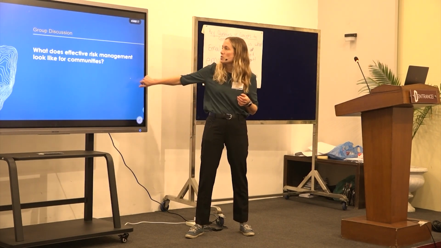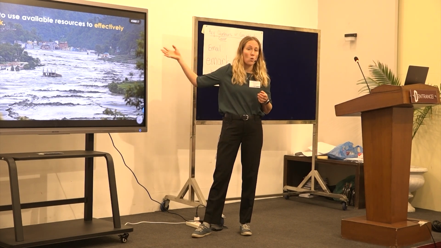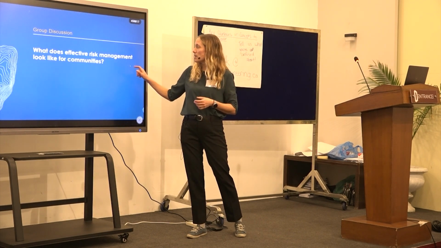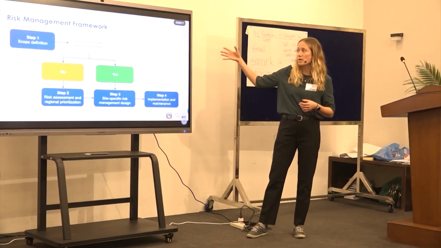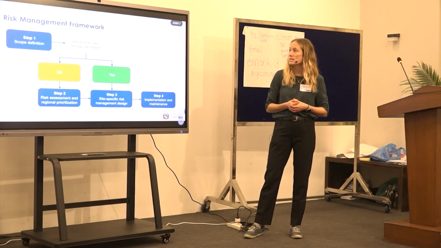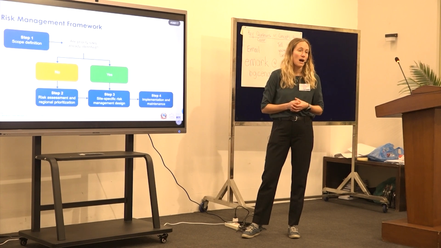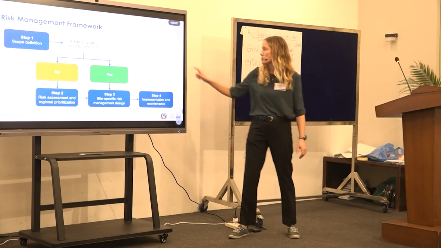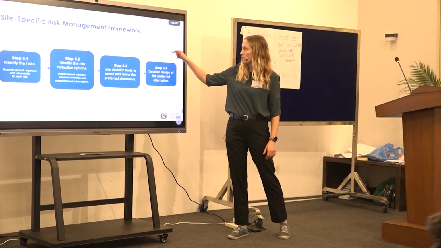So what I'm hoping to talk through today is a little bit about how we approach this goal through the lens of a couple of cases in Canada, and then we can have some more dialogue about what it looks like in Nepal as well. And through the cases I'll be talking about, we'll also be returning to this risk management framework that was introduced yesterday, and looking at how we've used this framework to support communities to use available resources to effectively manage risk. And we will also be looking at the site-specific risk management framework.